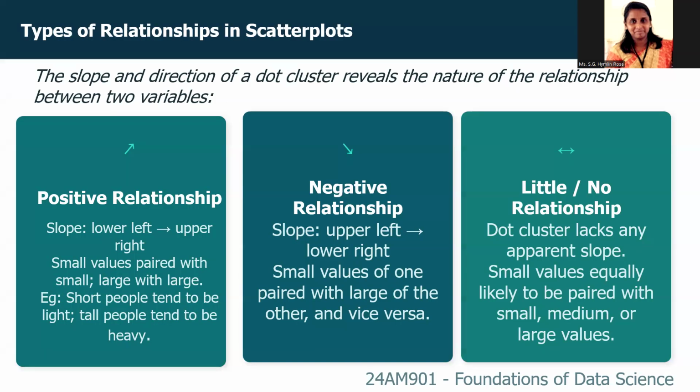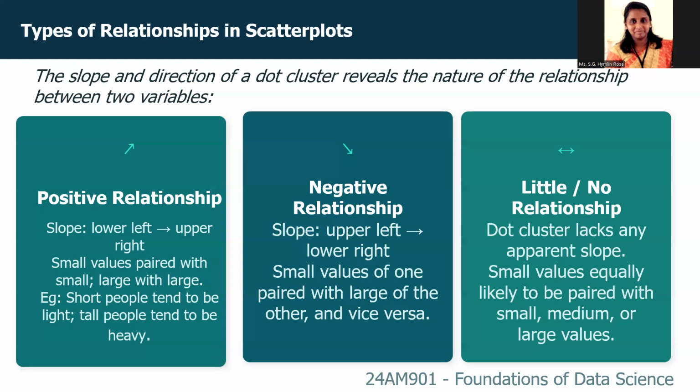So how do we define it? A dot cluster that slopes from the upper left to the lower right reflects a negative relationship. We can also state it as an inverse relationship. In a negative relationship, small values of one variable tend to be paired with large values of the other.